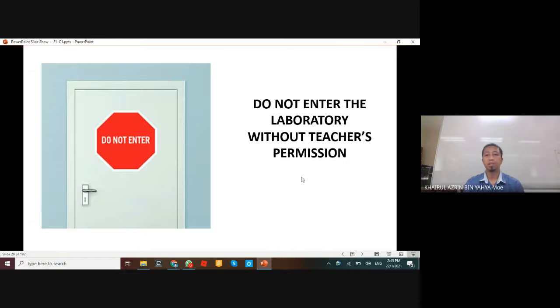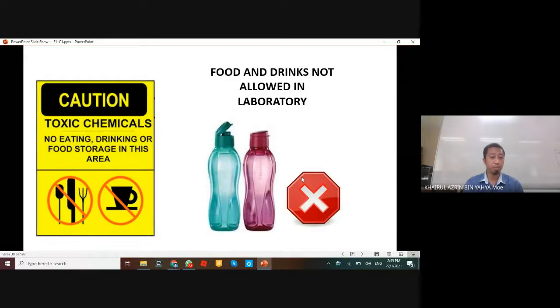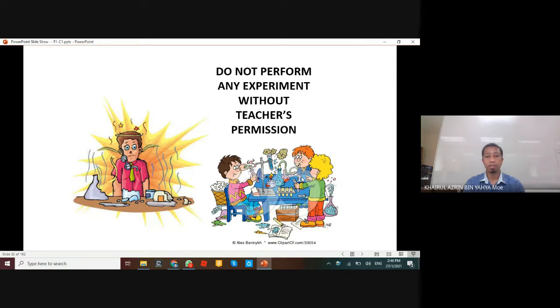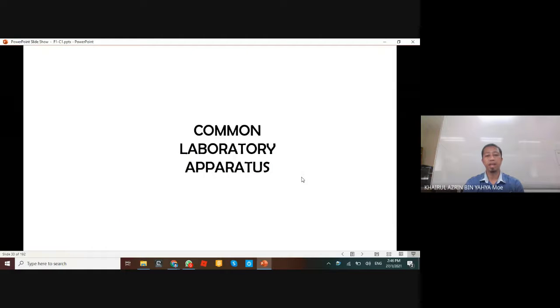Don'ts in the laboratory. Number one, do not enter the laboratory without the teacher's permission. Drinks not allowed in the laboratory. Tak boleh makan, tak boleh minum. Cannot eat and drink in the lab. Do not play, especially for this class. No running, no kicking, no playing. Do not perform any experiment without the teacher's permission. See, the teacher here got a bomb. Boom.